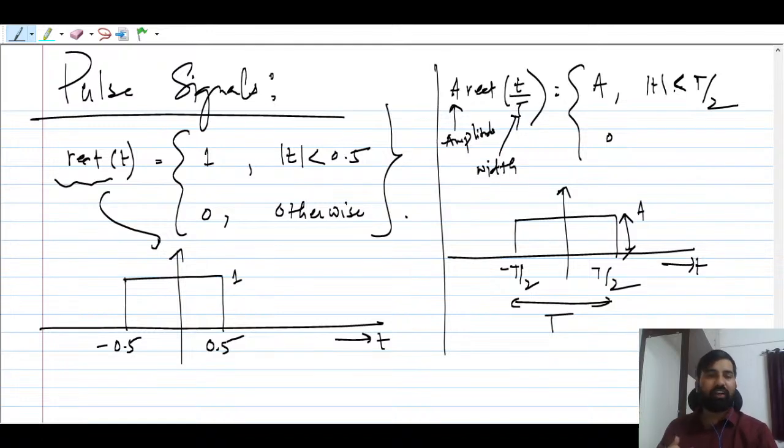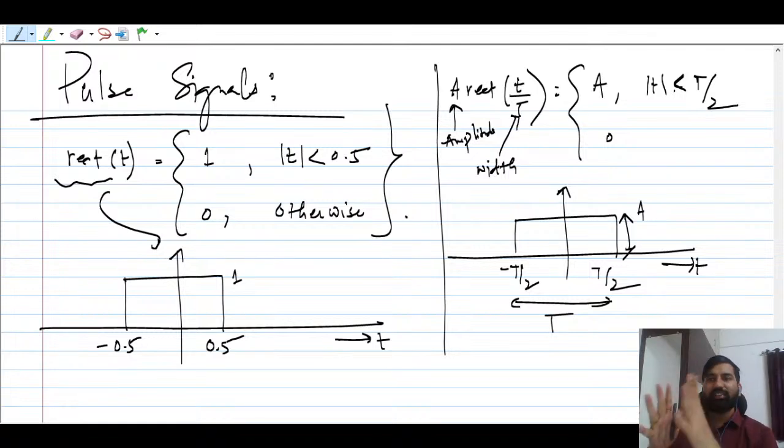You have to know the area of a pulse. You can find out. Area of a rectangle is what? Just height into width, right? That's it. Sometimes we also call it, a pulse signal is also considered to be called a window, windows to any arbitrary signal, you can say.